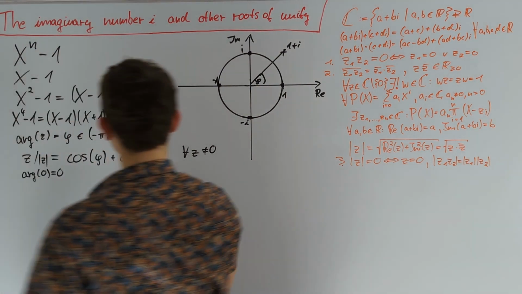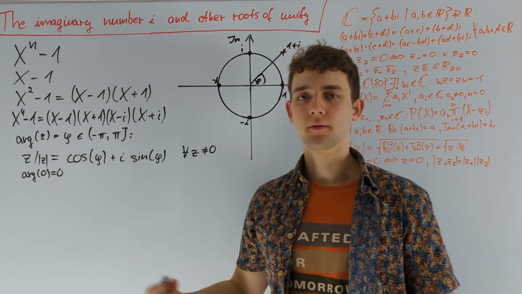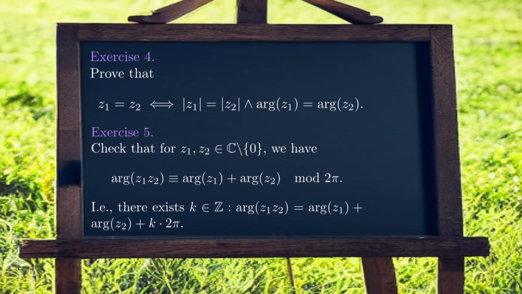The fact that such a unique phi exists is really clear if we take a look at a picture, but I invite you to verify this fact in the next exercise, which asks to prove that absolute value and argument determine a complex number uniquely. In other words, we are asked to prove that z1 equals z2 if and only if absolute value z1 equals absolute value z2 and their two arguments are also equal.